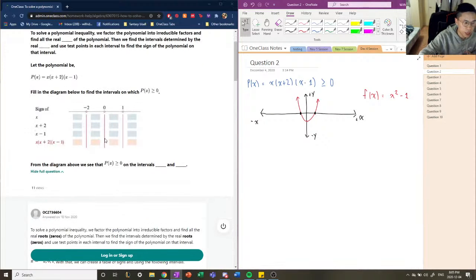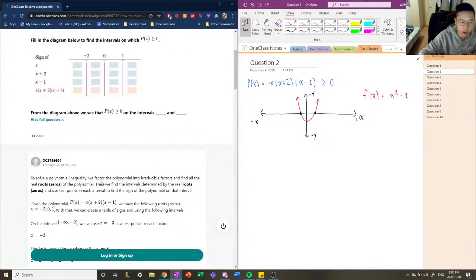So when we're filling in this blank, to solve a polynomial inequality, we factor the polynomial into irreducible factors and find all the real roots or zeros of the polynomial. So we're doing what we usually do with a polynomial equation. We find the zeros of our polynomial. And by doing so, we can use these zeros to define intervals in which we can determine whether the polynomial is positive or negative within those intervals. Okay? So let's use the example that the question proposes.